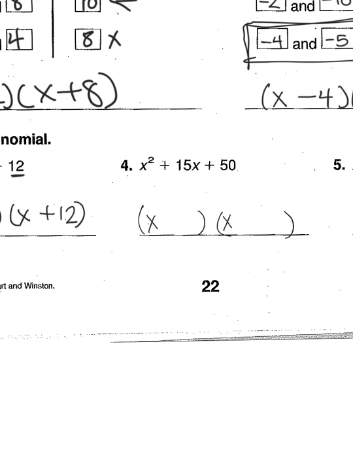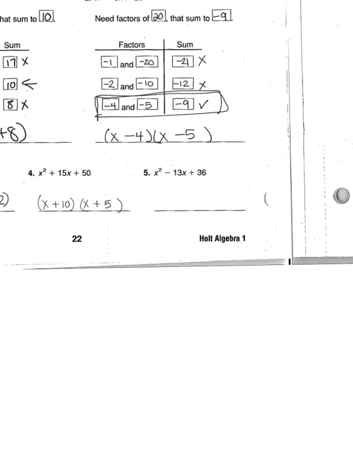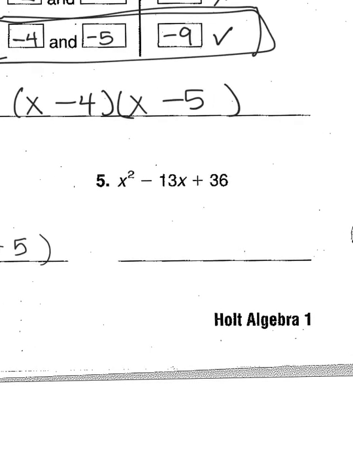Now if you did that, you should have done 10 times 5 to multiply to give me 50, and add to give me 15. Okay, if we look at question 5, I'm going to start off by writing out my factors.